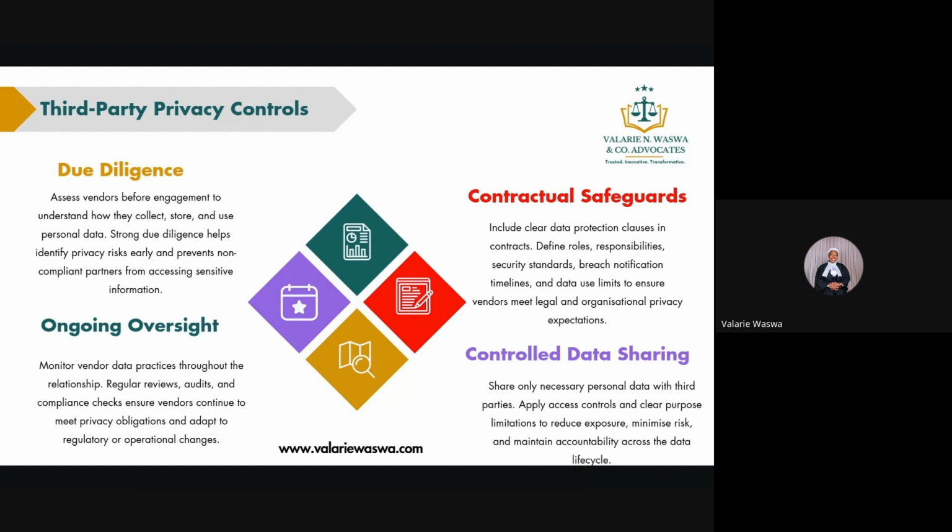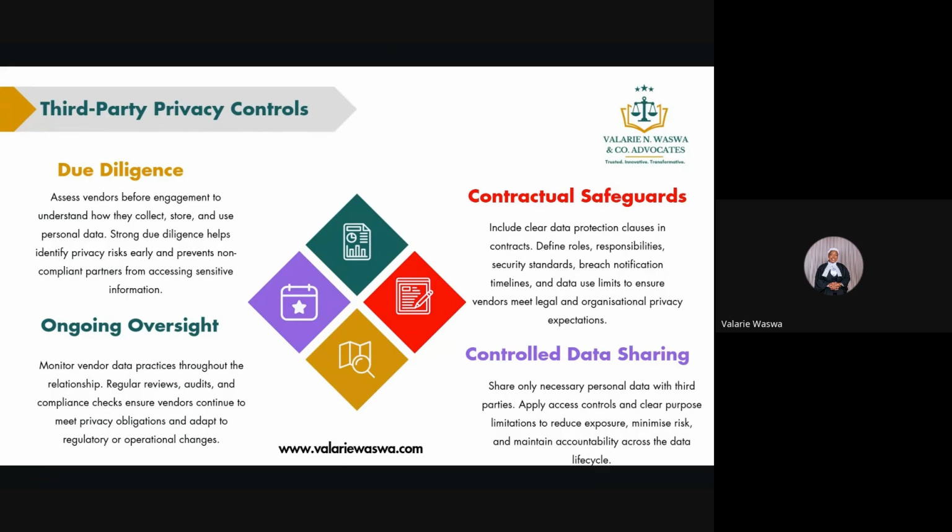Contractual safeguards. You want to make sure that you have data sharing agreements, or you need to have data protection clauses in your contracts. You need to define roles, responsibilities, security standards, breach notification timelines and data use limits to ensure that vendors meet legal and organizational privacy expectations.